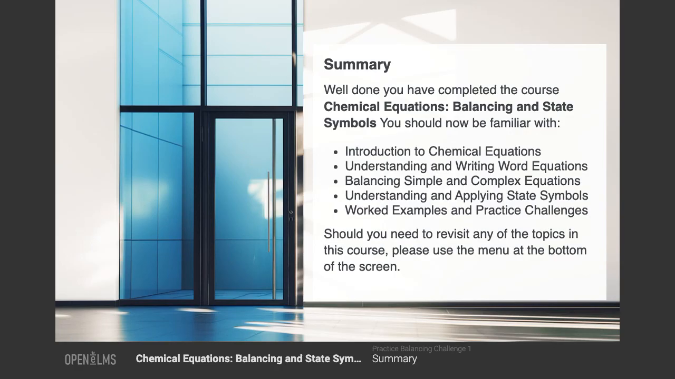Summary. Well done, you have completed the course Chemical Equations, Balancing and State Symbols. You should now be familiar with Introduction to Chemical Equations, Understanding and Writing Word Equations, Balancing Simple and Complex Equations, Understanding and Applying State Symbols, Worked Examples and Practice Challenges. Should you need to revisit any of the topics in this course, please use the menu at the bottom of the screen.